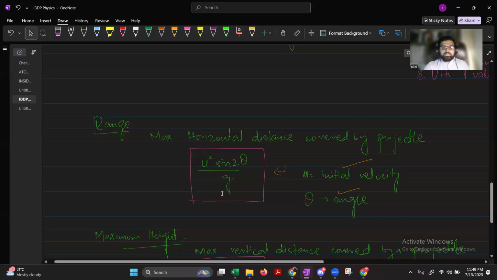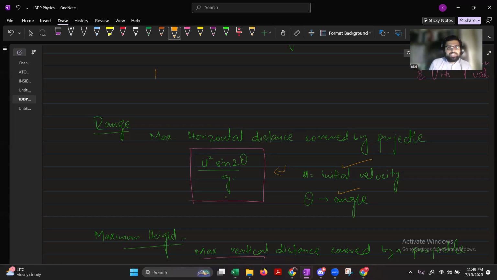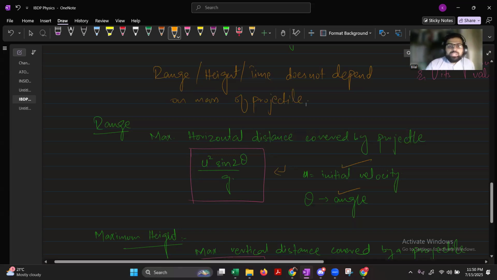Now I want to mention this thing here as well: range, height, and time do not depend on the mass of the projectile. So you should be very clear about this thing.